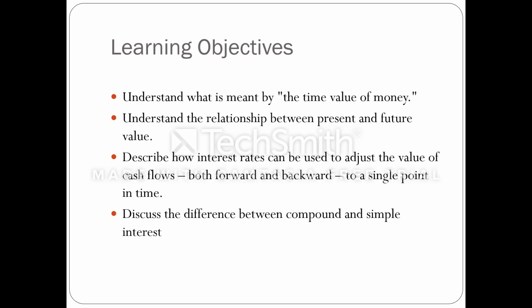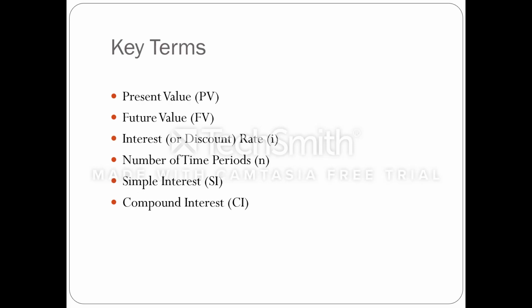We will also see how we can use the interest rate to adjust the value of cash flows, both in forward and backward directions, to a single point in time. And briefly I will discuss the difference between compound and simple interest rate. There are a few important terms. Number one is present value, number two is future value, number three is discount rate or interest rate, n will be the number of time periods, and SI is the simple interest and CI is the compound interest.